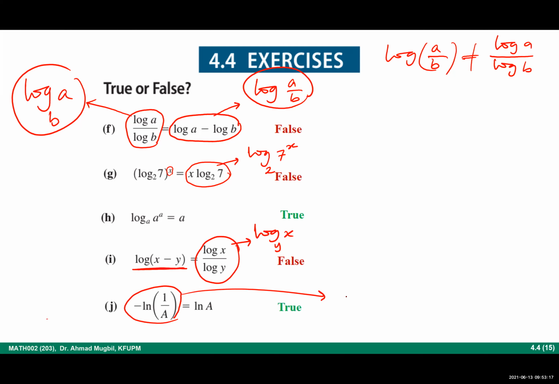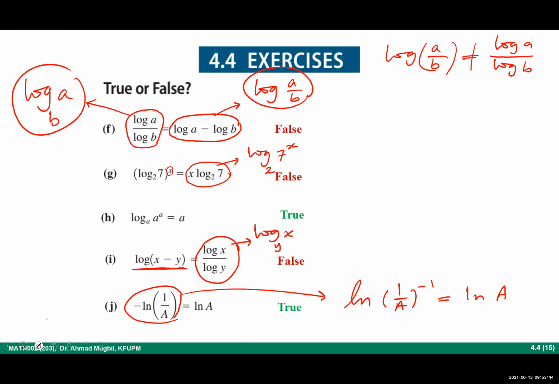If you simplify this, you will have what? It will be ln, because ln is just log e. So it will be ln of 1 over a, all to the power -1. So this is equal to ln, you know the reciprocal, this is a to the power -1 times -1, so it will be 1, ln a. So it is true.